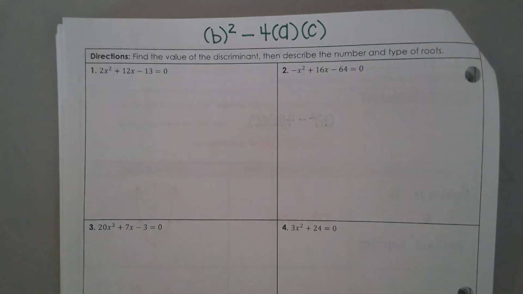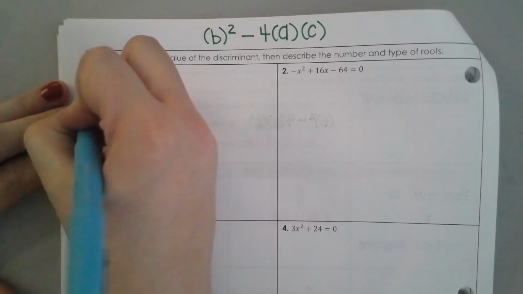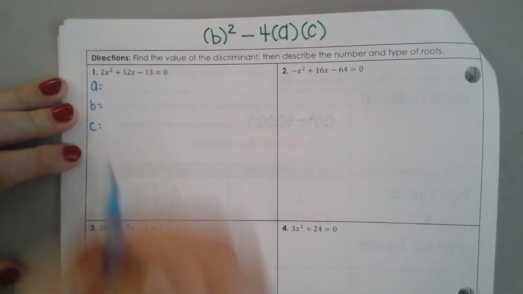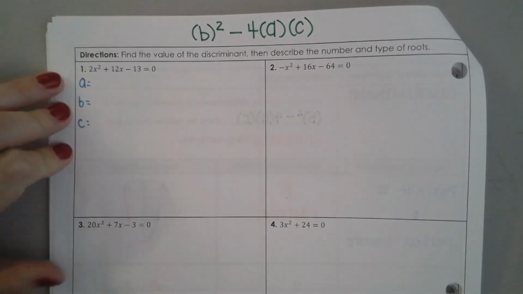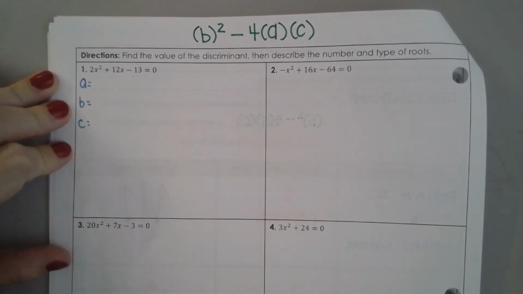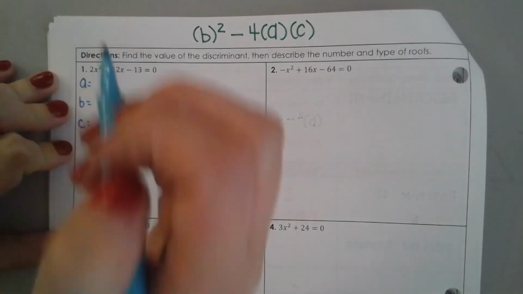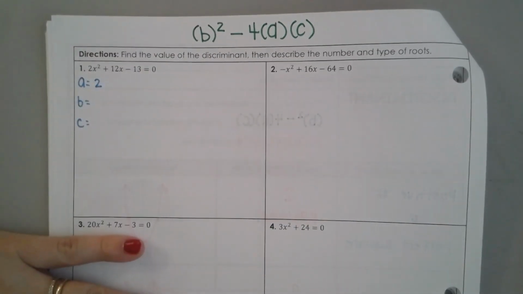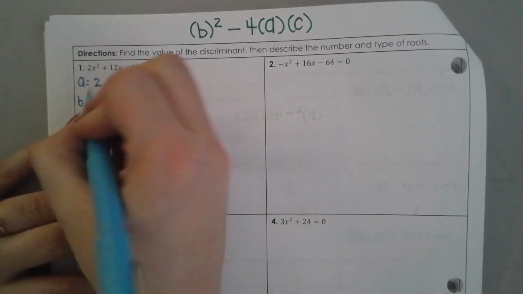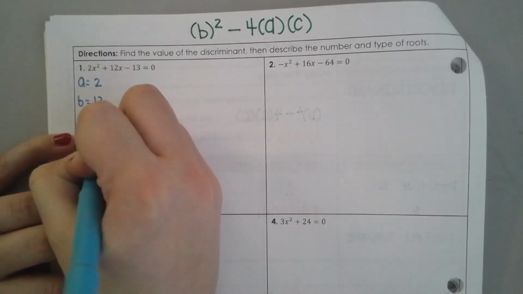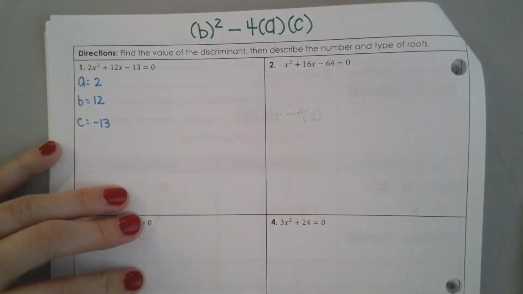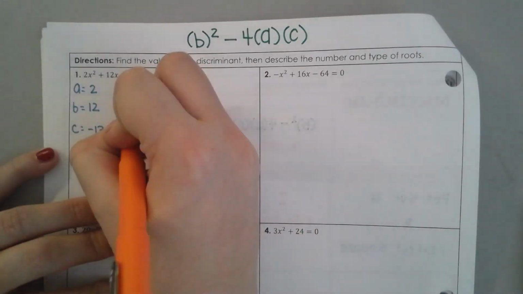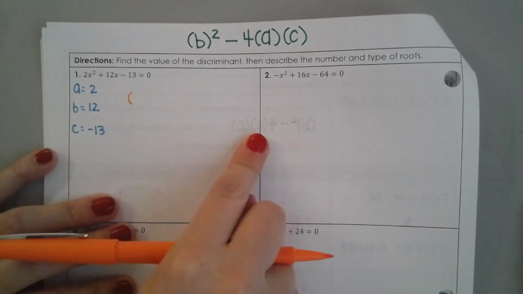Okay. So let's list out our A, B, and C. What is my A? You only put the number, just 2. B is 12 and C negative 13. Good. So we're going to plug those 3 numbers into the formula. And I want you to write it out.